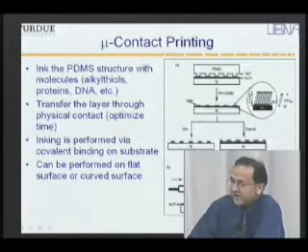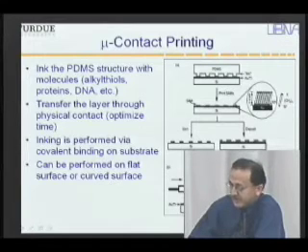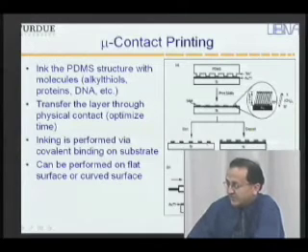You have to optimize the time, temperature, and other properties of the physical contact step, and then the inking is performed via covalent bonds on the substrate. So for example, on the substrate you could have a gold layer, and then you could transfer this SAM layer from the PDMS to the gold. And this can be performed on flat surfaces or curved surfaces, theoretically. The idea here is that once you have made one of these stamps, you can keep repeating and forming these SAMs on multiple structures. Okay.